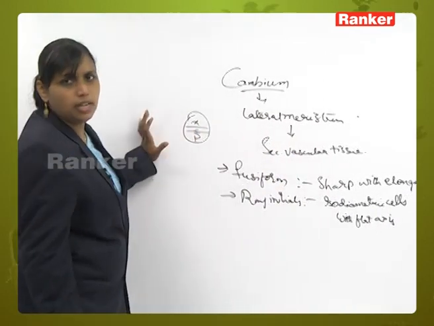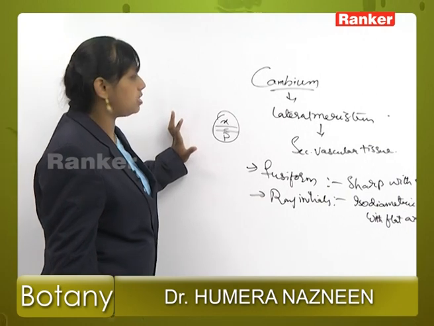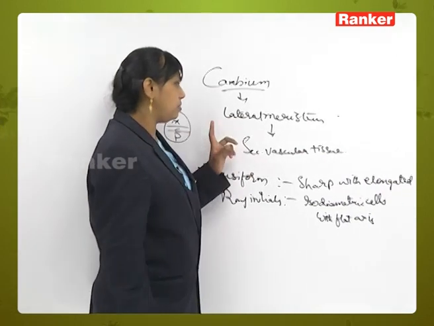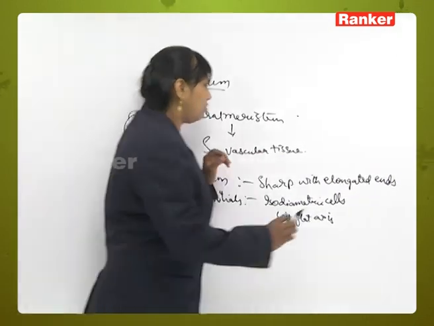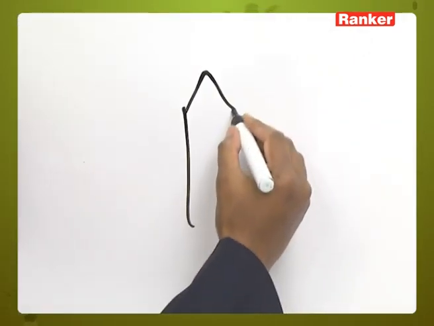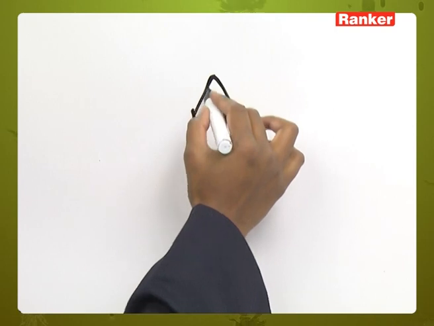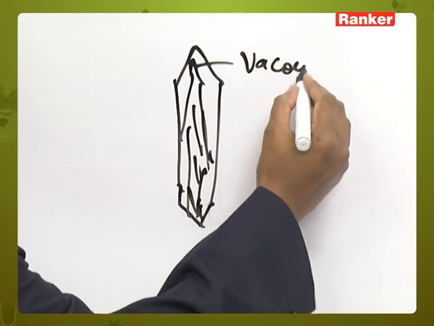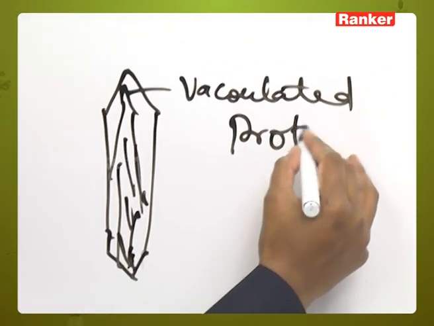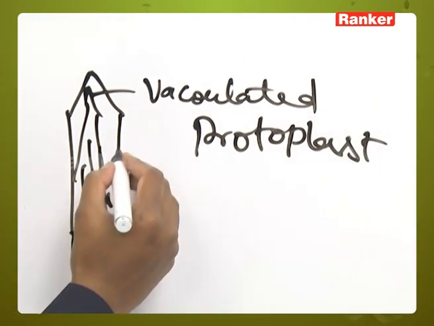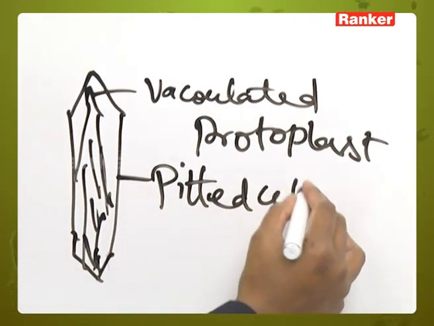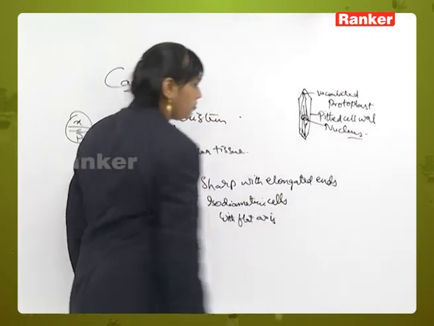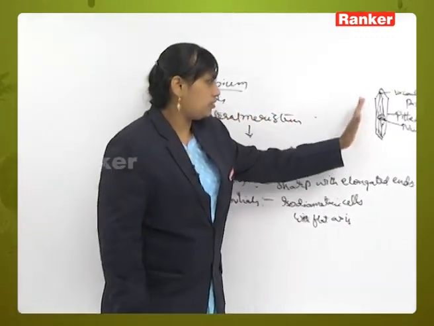So, with this we end the types of tissues which are involved in the vascular tissue system, types of vascular bundles, concentric, collateral, radial, and we were using the term cambium. So, if you see the structure, it will be somewhere like this. It will have vacuolated protoplasm, you will have pitted cell wall, and you will have the nucleus. This might be the rough diagram of the cambium tissue.